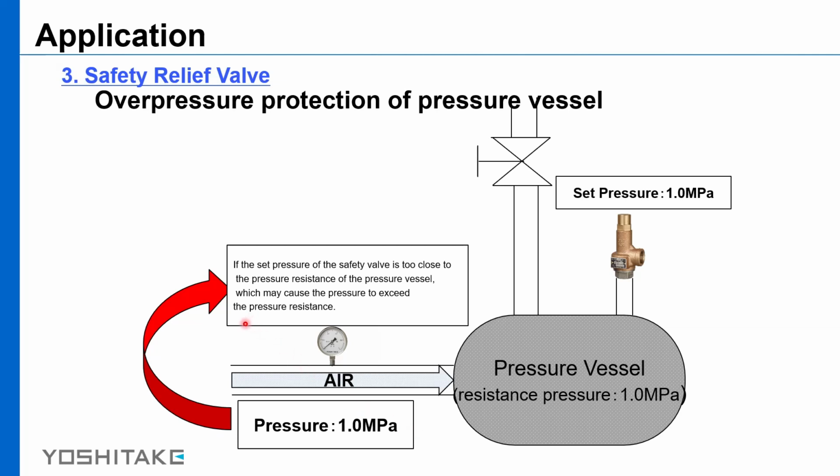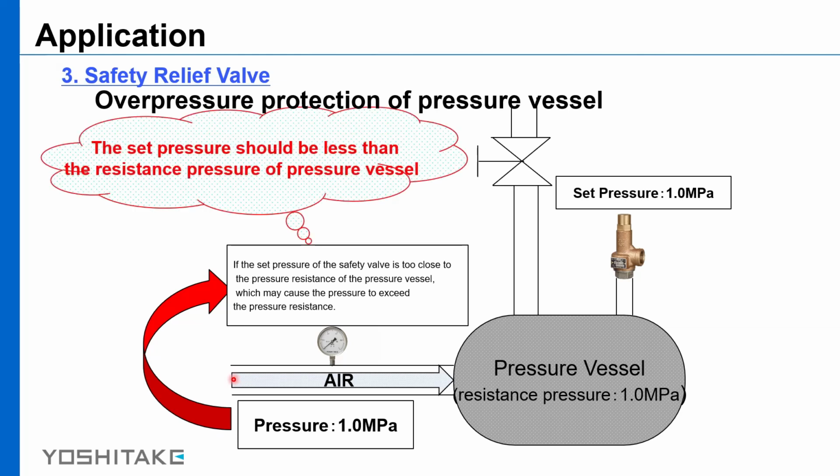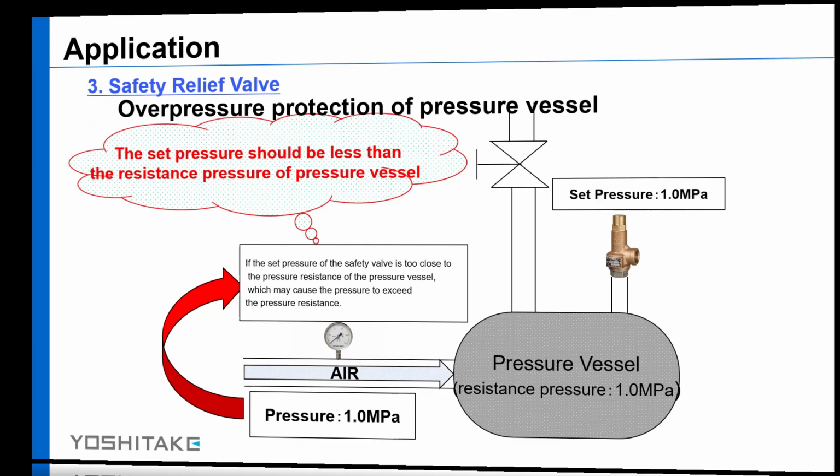If the set pressure of the safety valve is too close to the pressure resistance of the pressure vessel, it may cause the pressure to exceed the pressure resistance. So the set pressure should be less than the resistant pressure of the pressure vessel.